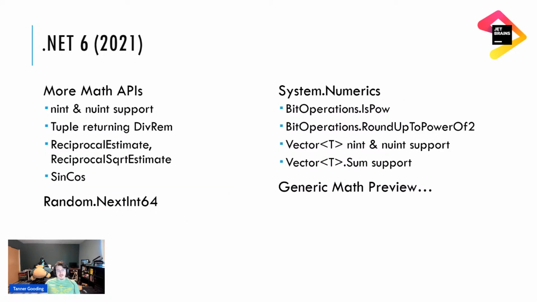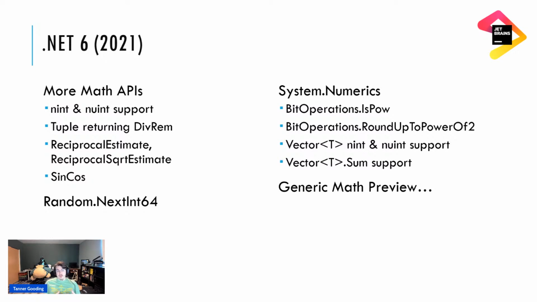Then in .NET 6, we just continued this even more. We added nint and nuint support to the Math APIs. That way you could do things like Max and Clamp with them. We started adding overloads to DivRem, which computes both the quotient and remainder of a division operation. So it returns a tuple, which allows it to be more efficient.